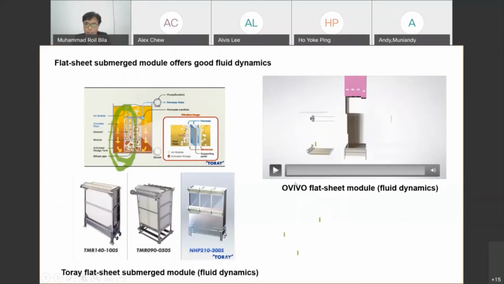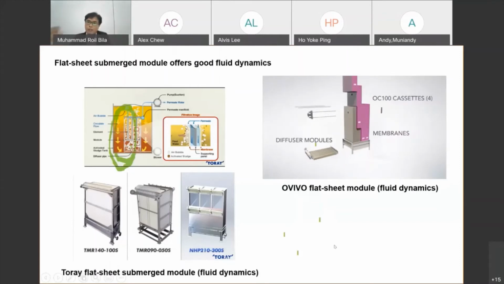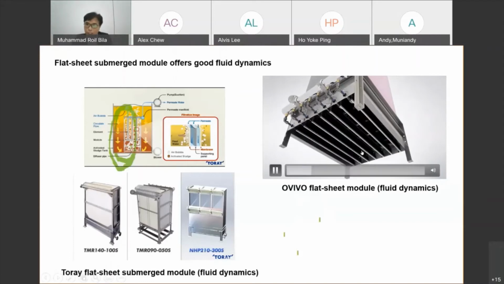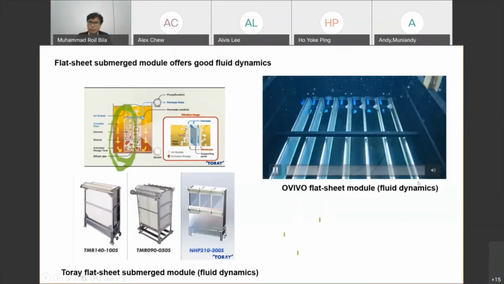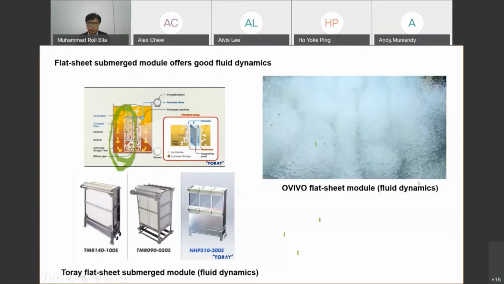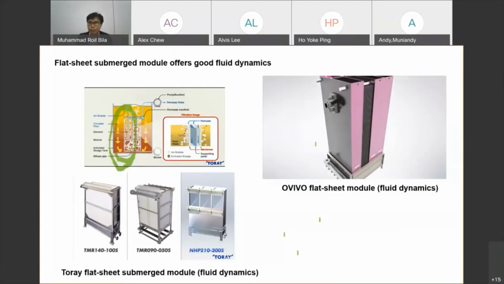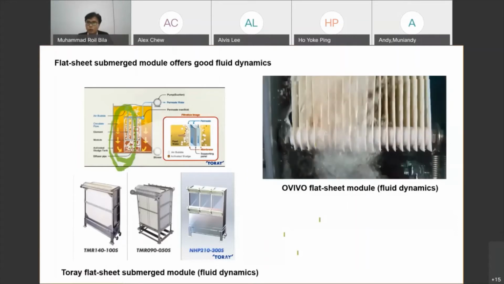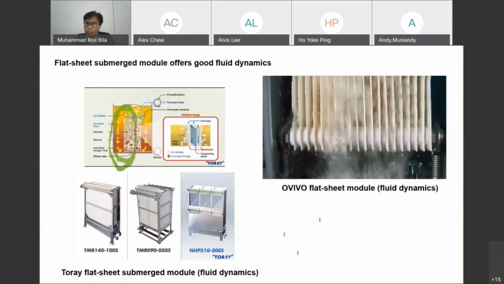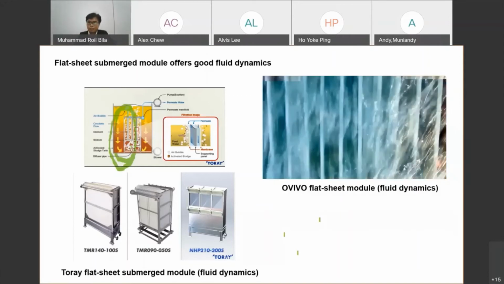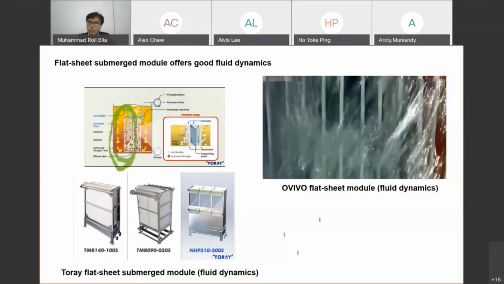So you'll see that this is a new development of models with a good bubble distribution. This is typically how the current flat sheet module is installed. You see that this one is a wafer, basically trying to adjust the air bubble so it is well distributed along the modules. So we'll have very nice fluid dynamics in the modules that help to clean the membranes.